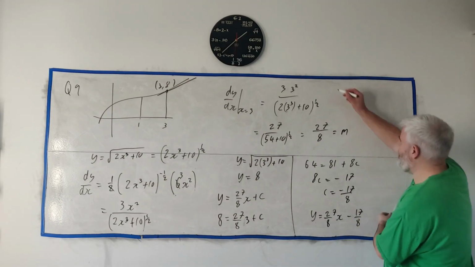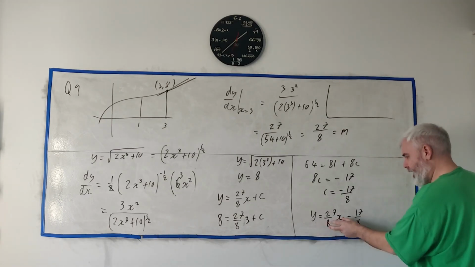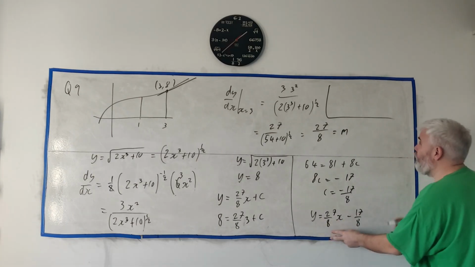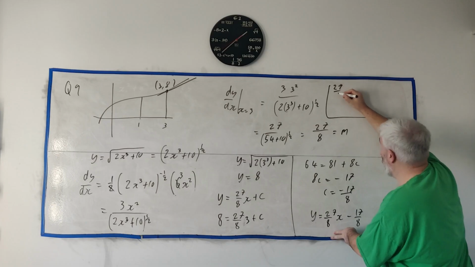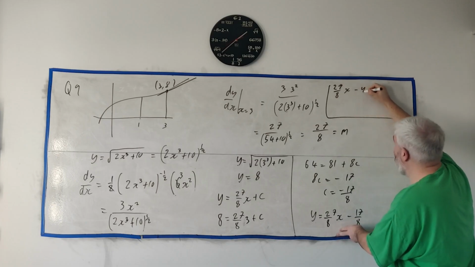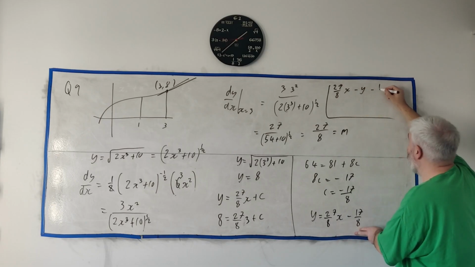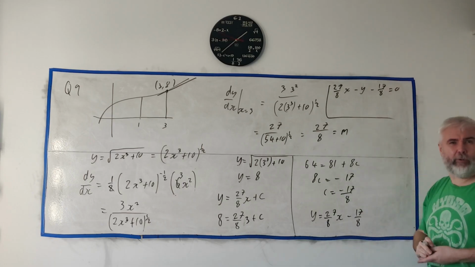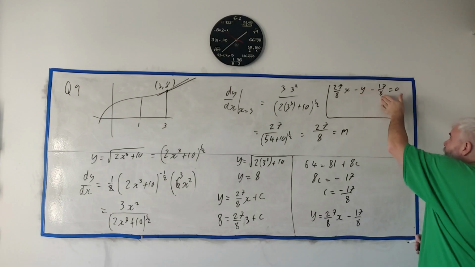They wanted, I can squeeze it in up here, X, then Y, then a number equals 0. So let's just move everyone over to the right. 27 over 8 X minus Y minus 17 over 8 equals 0. That's sort of what they want. They wanted the X, the Y, and the C.